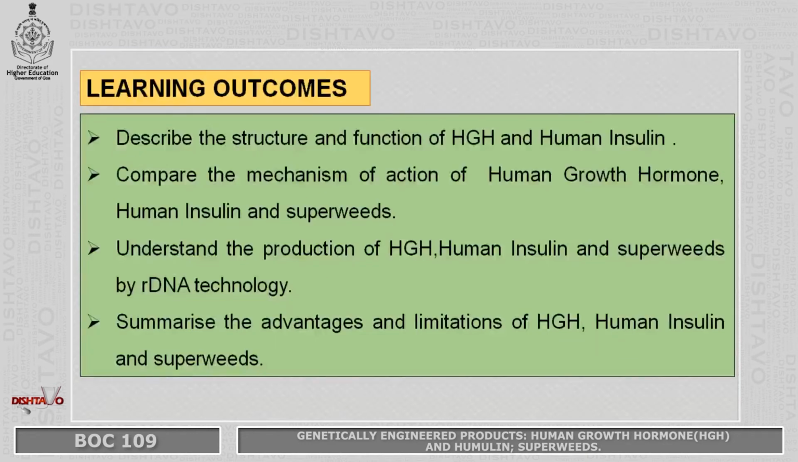At the end of the session, you should be able to describe the structure and function of human growth hormone and human insulin. Compare the mechanism of action of human growth hormone, human insulin, and superweeds. Understand the production of human growth hormone, human insulin, and superweeds by recombinant DNA technology. Summarize the advantages and limitations of human growth hormone, human insulin, and superweeds.